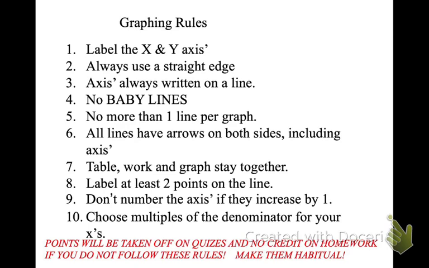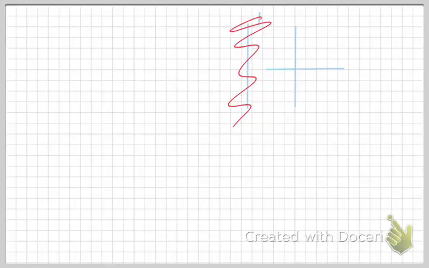Number four, no baby lines. That means if I'm drawing a line, I don't want to see your line go like this. This is a baby line. Your line should always cross the x and the y-axis and be the size of the graph. That's a baby line. You should always see it crossing the x and the y-axis.